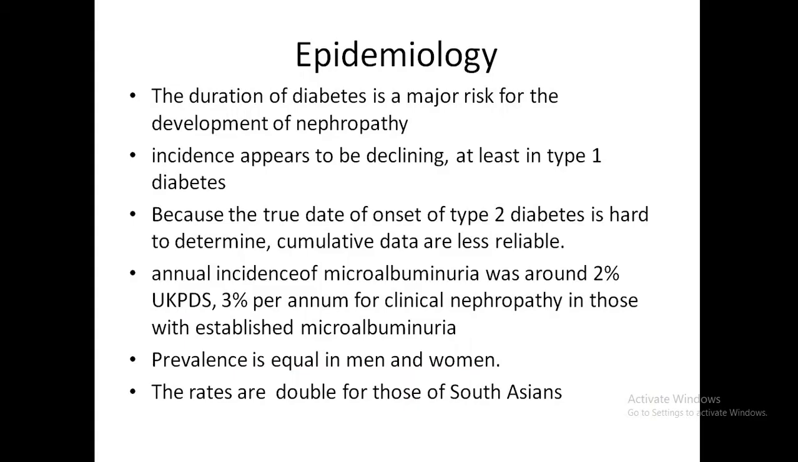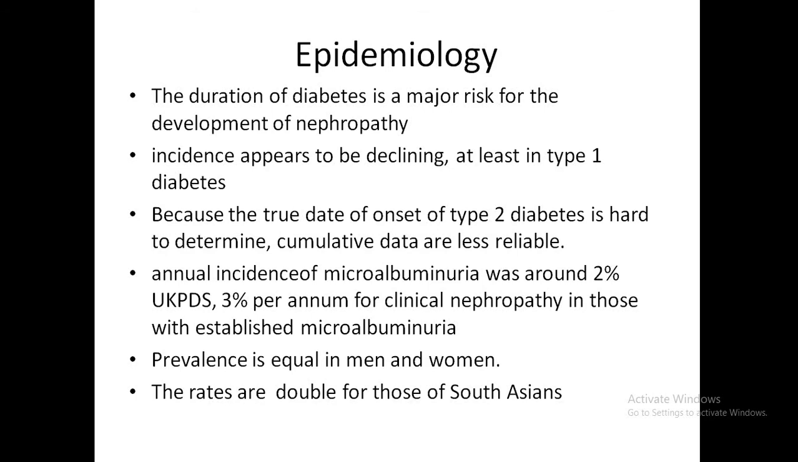The duration is a major risk factor for development of nephropathy in the epidemiology. In type 1, the incidence appears to be declining because of improved management. Because the true date of onset of type 2 diabetes is hard to determine, the cumulative data are less reliable. So it appears that the progression of diabetic kidney disease in type 2 diabetes is usually worse, even though the data are not available.